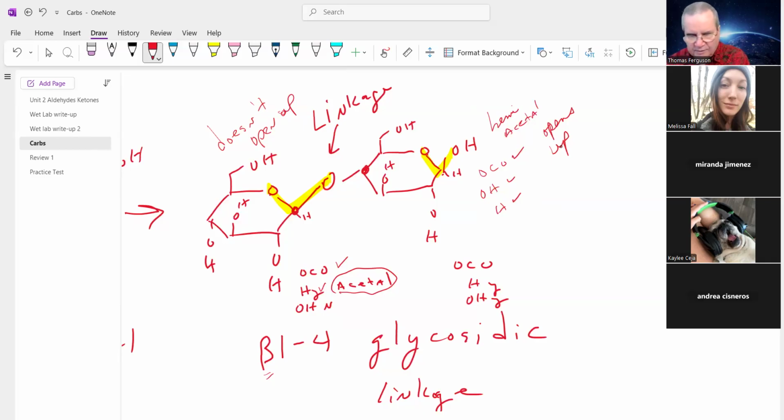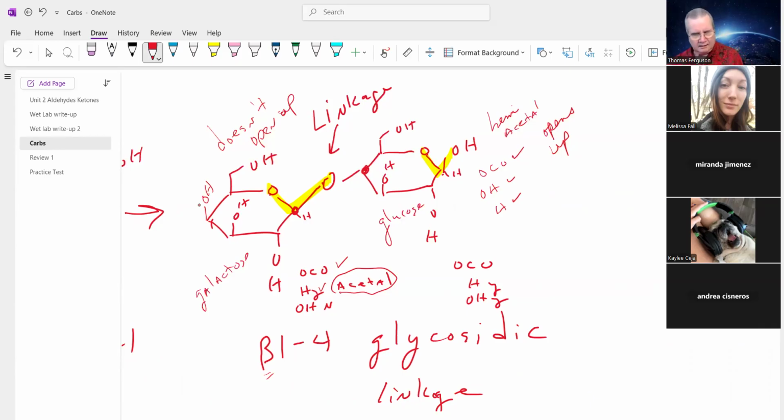Now these linkages are very important because, for example, if this was galactose here instead of glucose, this would be lactose. So this here is galactose. This is glucose. They differ in carbon number 4's direction of the OH group. If it's up, it's galactose. If it goes down, it's glucose. Notice down here, we have the OH going down. That's why it's glucose. Everything else is exactly the same.